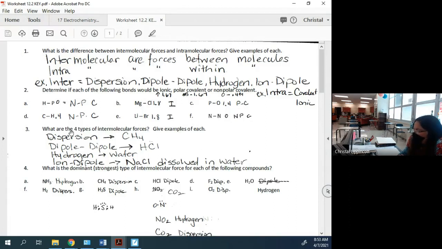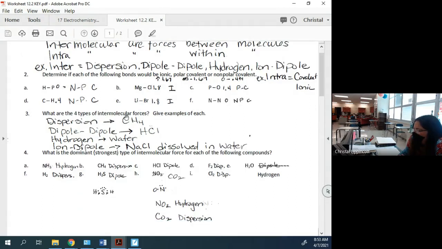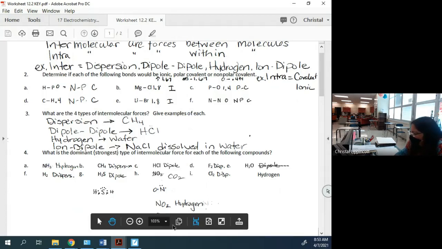We talked about 4 types of intermolecular forces and the types of intermolecular forces that would be seen. So the first one is dispersion force. And when we look at dispersion force, I gave an example of CH4 here.